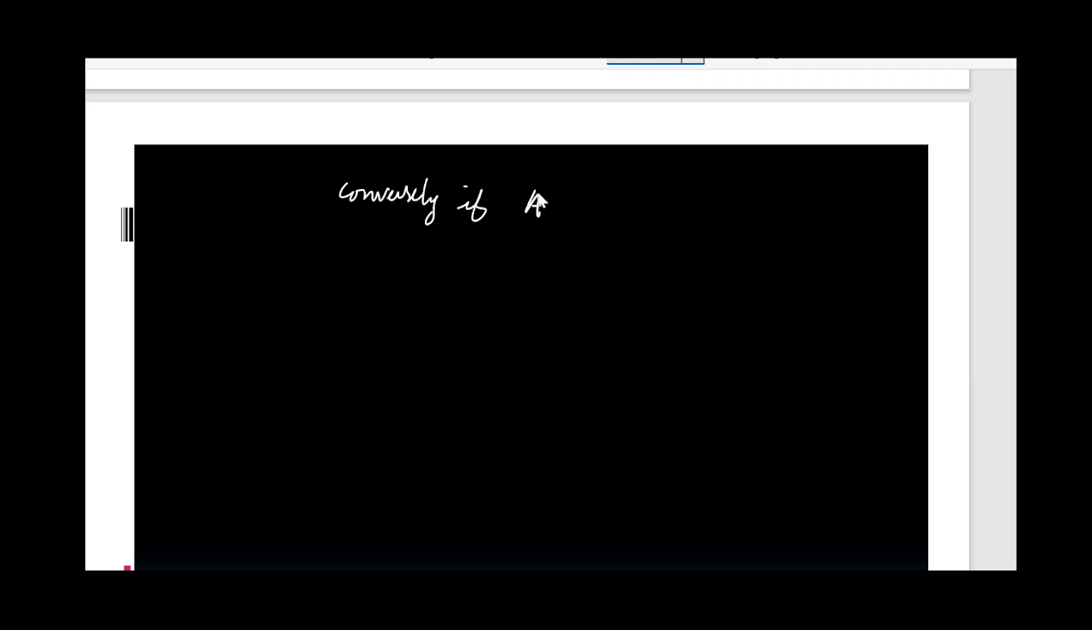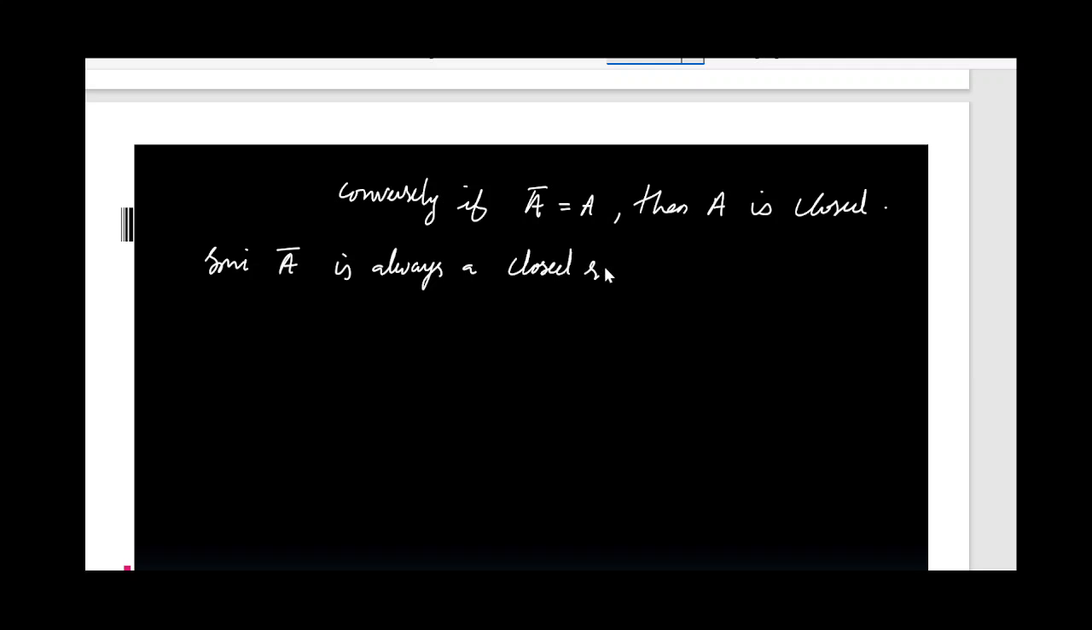Conversely, if A closure is equal to A, then A is closed, since A closure is always a closed set, being the intersection of closed sets.